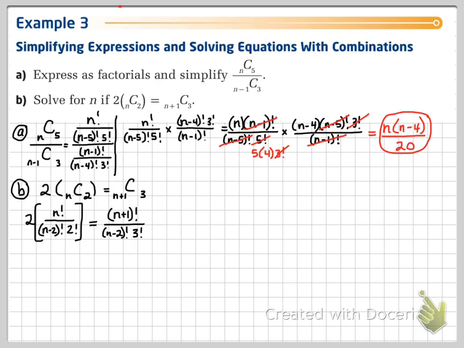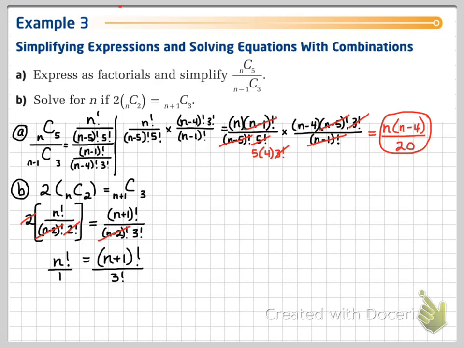So, we can go ahead and do some canceling now. What we can say is the 2 factorial on the bottom is simply 2 times 1, or just 2. So that 2 will cancel with the 2 out in front. Next, I have an n minus 2 factorial on the bottom on one side, and I have an n minus 2 factorial on the bottom on the other side. So if you just imagine multiplying both sides by n minus 2 factorial, those 2 are going to cancel. Now I'm left with n factorial is equal to n plus 1 factorial over 3 factorial.